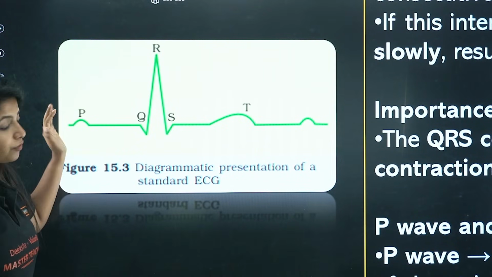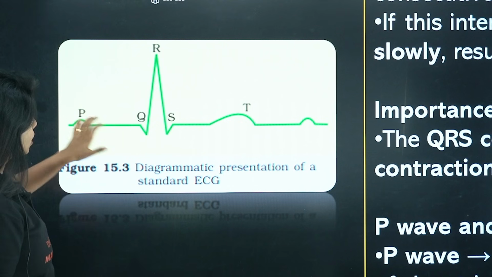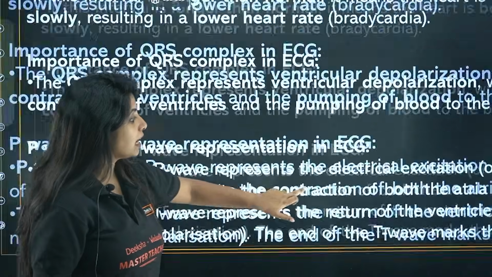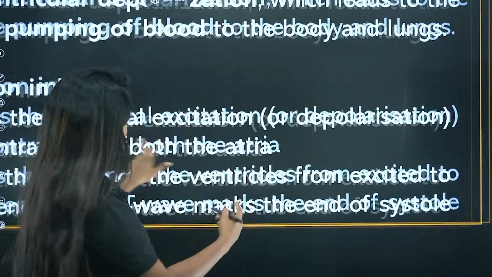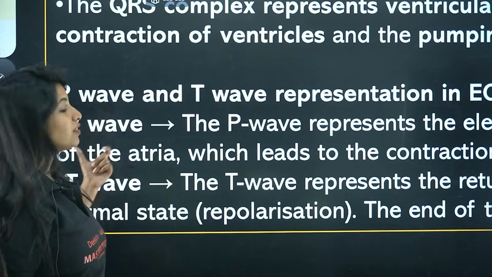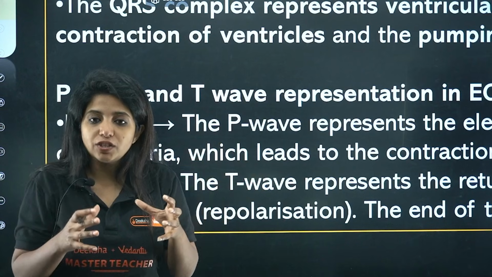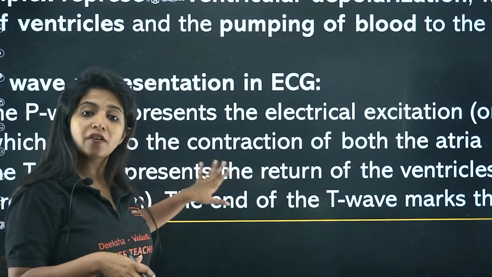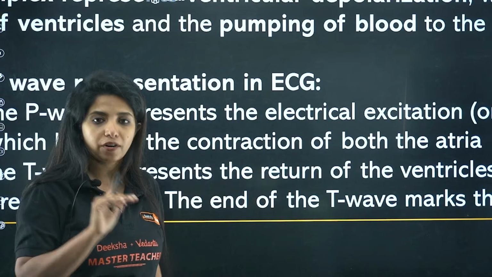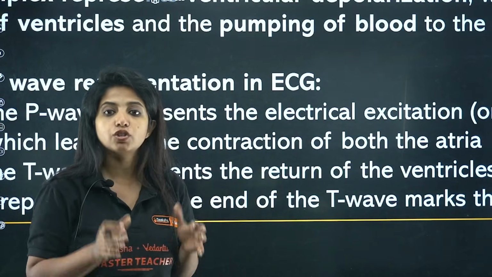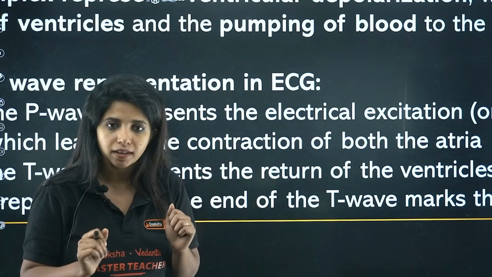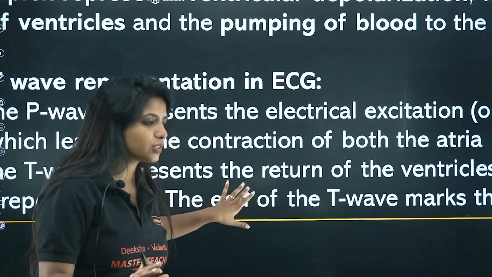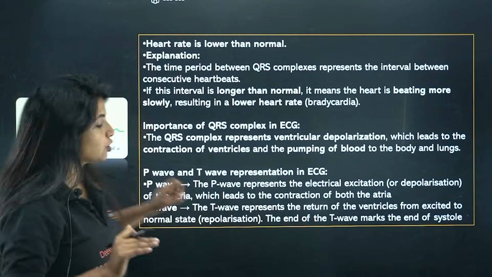So we have to go one by one. We will not directly go to this question. So P stands for what, my dear children? P represents electrical excitation or depolarization of the atria. Whenever we say there is depolarization, that means basically something is undergoing contraction. So over here, what is undergoing contraction? It is the atria. We say it is atrial depolarization, or we say that atrial contraction is happening. So actually depolarization happens, which is why contraction happens. So the P wave represents that.